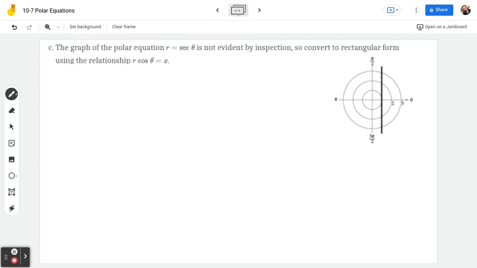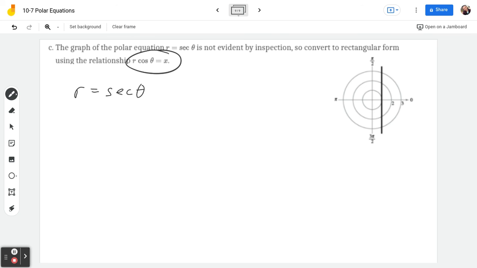Next one. Graph the polar equation r equals secant of theta. The graph is not evident by inspection. So convert it to rectangular form using the relationship r cosine of theta equals x. Okay, well, let's go ahead and do that. First thing that I know here, we know a couple of points. So it says this is the polar equation r equals secant of theta. So let's start with that. r is equal to secant of theta.